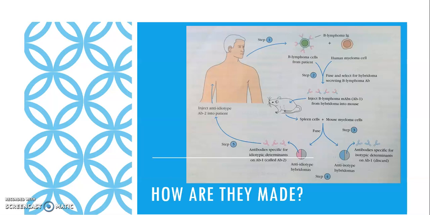We want a specific antibody to attack this target cancer cell. So we look for that specific one. We take it out and then we culture it. Then we take the monoclonal antibodies from that hybridoma cell and we isolate them and purify them.